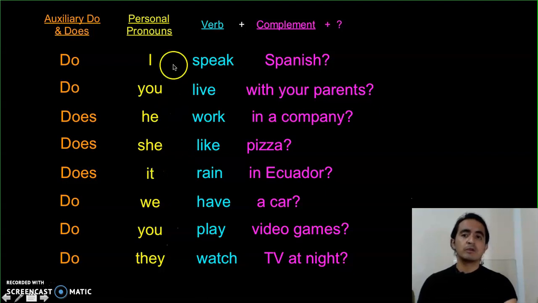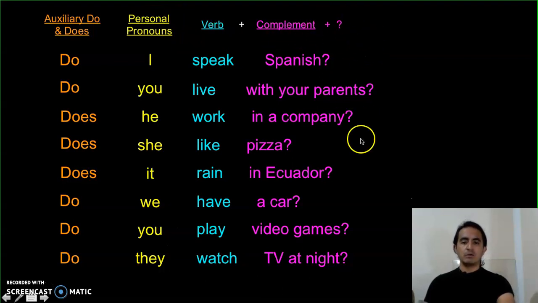Also, something important is the structure of a yes-no question in do and does. First, you have the auxiliary do and does, then the personal pronoun, then the verb, and then the complement, and obviously the question mark, ¿no? Lo que tenemos que poner atención para hacer una pregunta es que el orden es importante. Primero va el auxiliar do y does, luego el sujeto, que en este caso es un pronombre personal, y luego el verbo y finalmente el complemento con el signo de interrogación, obviamente.